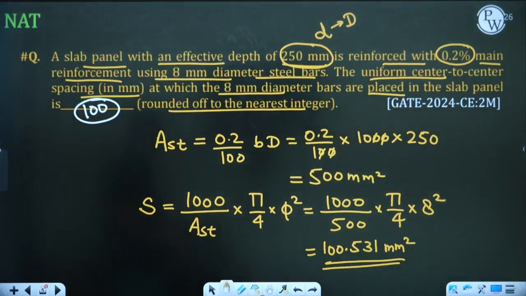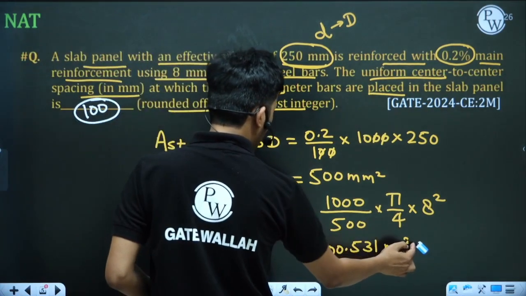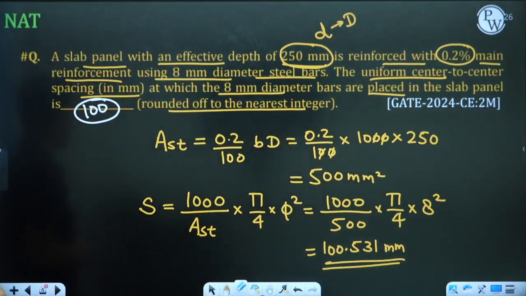One more thing, please correct here. This is the value of spacing, so this should be in mm, not mm square. So please correct this. This will be in mm. The spacing will be in mm, not mm square. So the answer will be 100.531 mm.